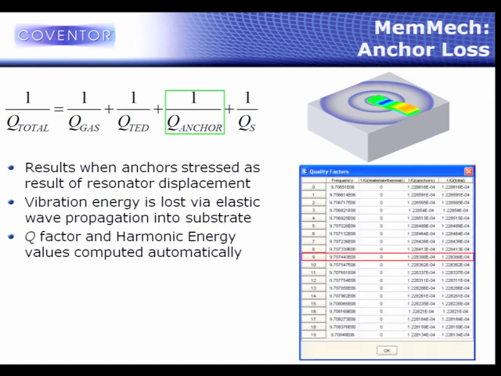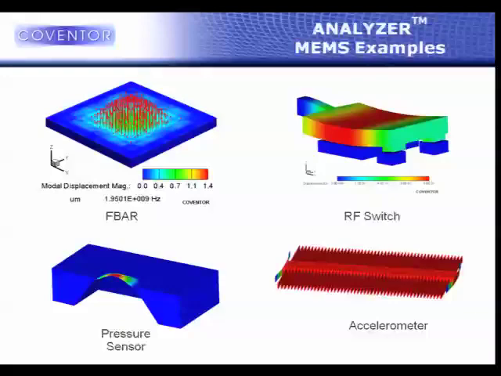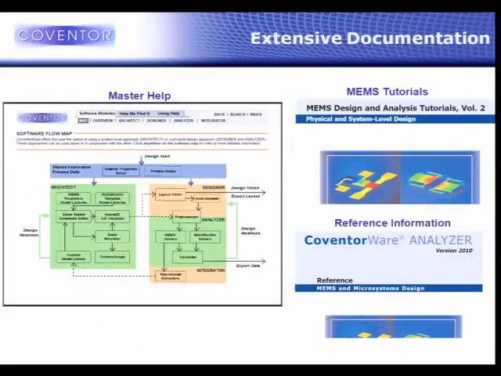I went through some examples of Analyzer earlier. I would be remiss in talking about Analyzer, or CoventorWare, if I didn't plug our documentation. The documentation has evolved and improved. It keeps improving. There's a master help that's really a nice way, and it shows you at the top level a guide through the flow. You can click on any one of these boxes to dive down into the information. This is quite useful.